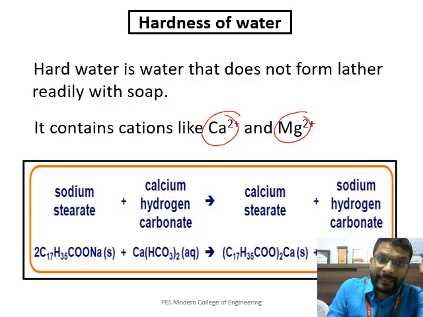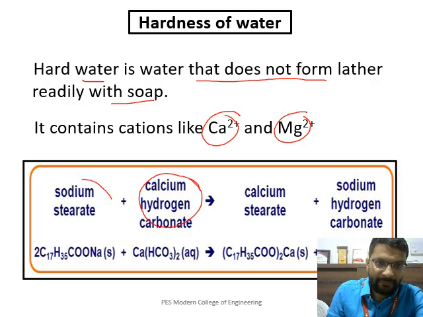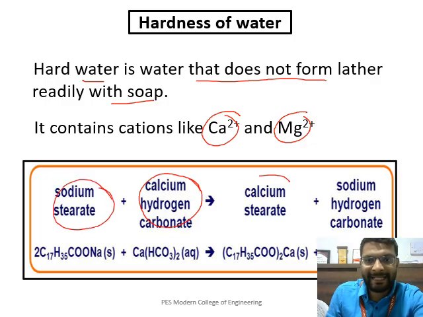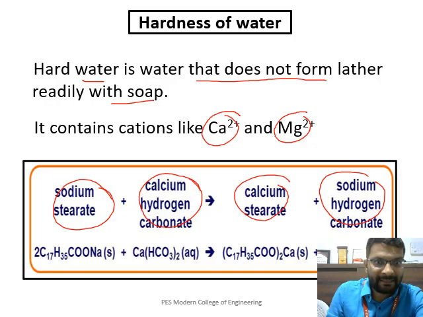If water contains hardness, that water cannot form lather readily with soap, because the calcium and magnesium ions react with the soap and form calcium stearate and sodium salts. That's why scum formation takes place with calcium and the soap solution.